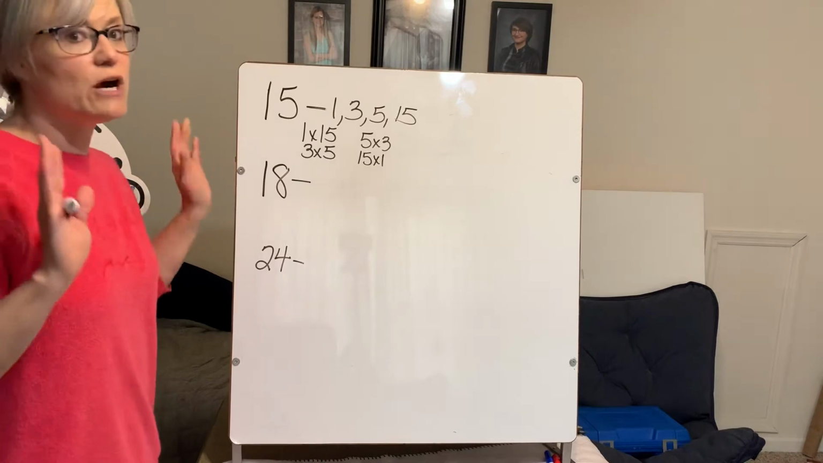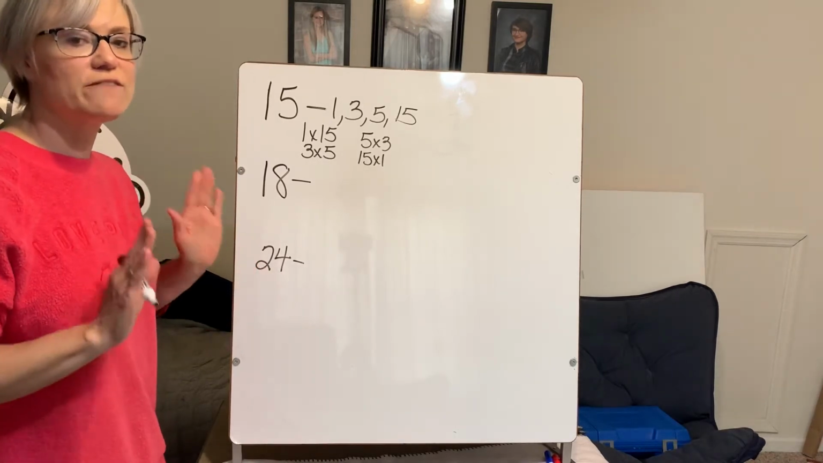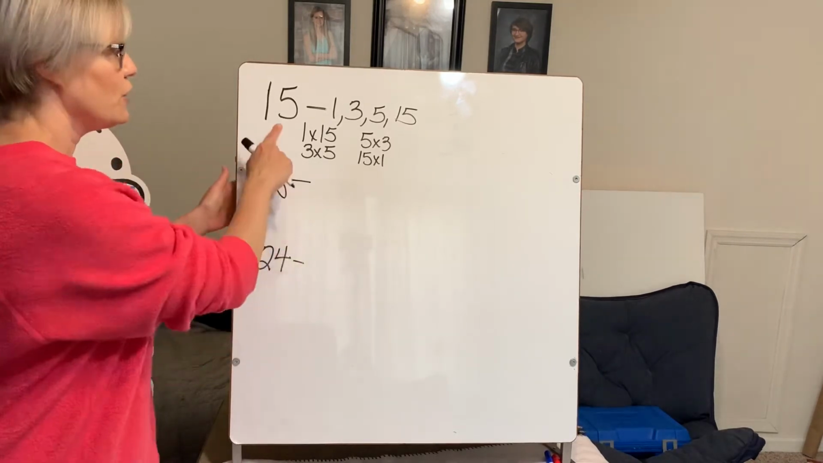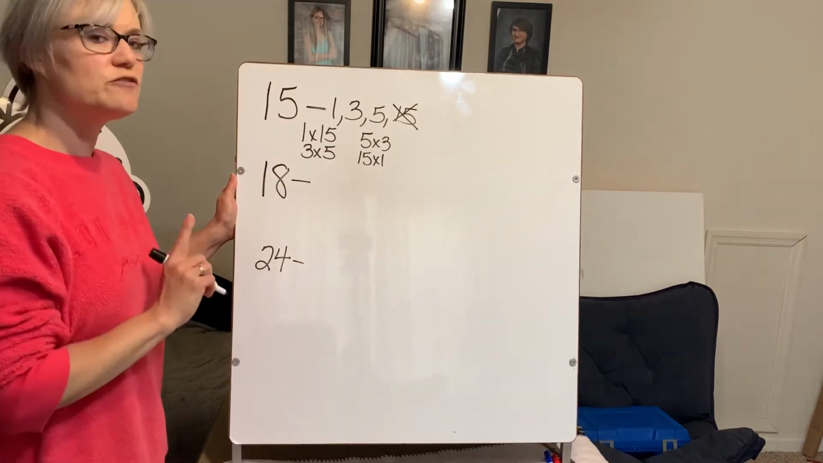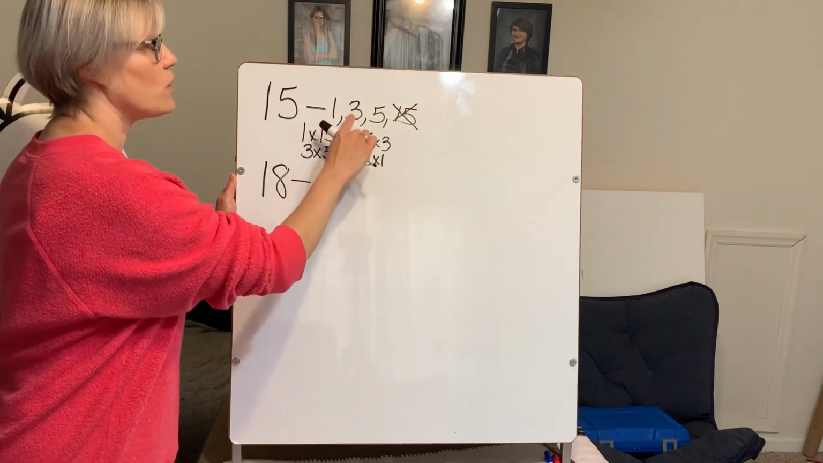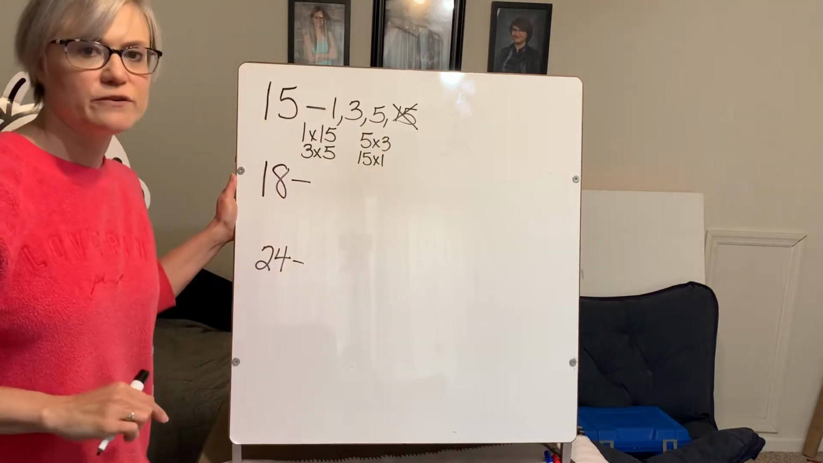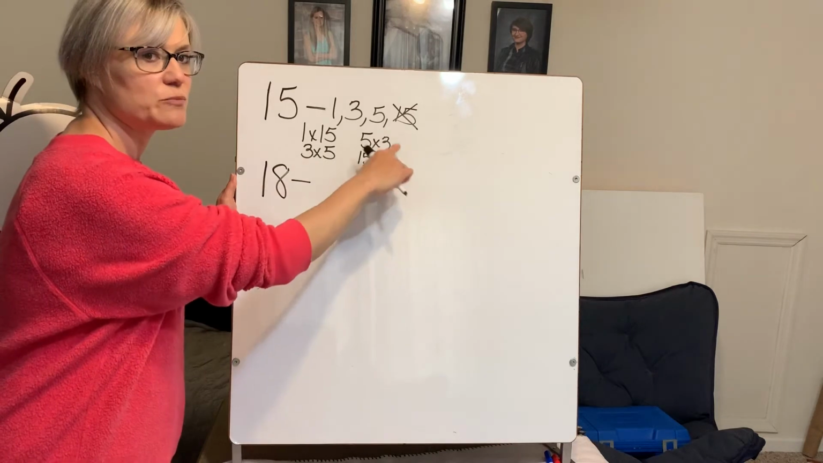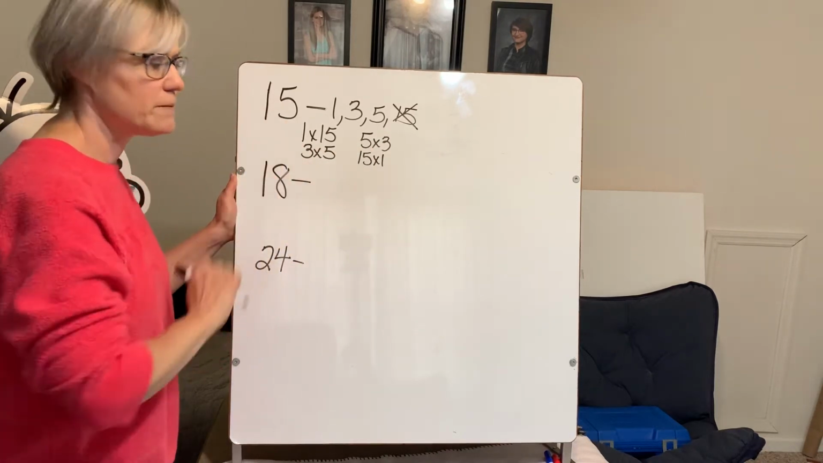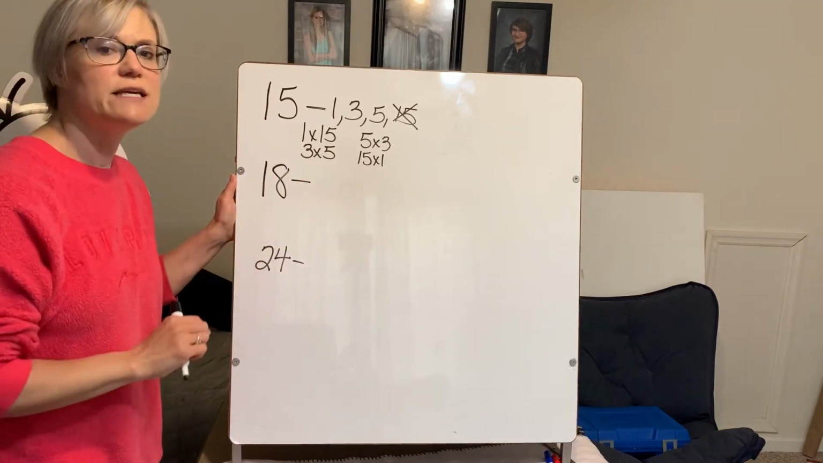Now, if we only want the proper factors, we have to exclude the number itself. Well, the number itself is 15, so we would have to take this out. The list of proper factors would be 1, 3, and 5. Okay? So I got my list from the multiplication problems here. All right? Now, let's move on to 18.